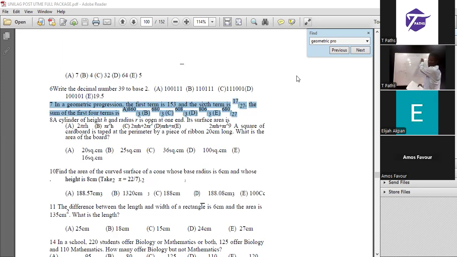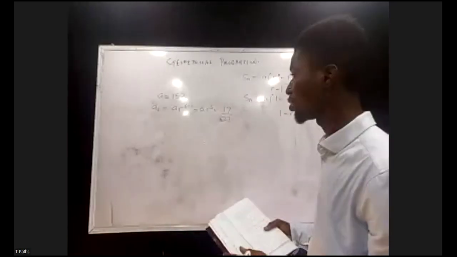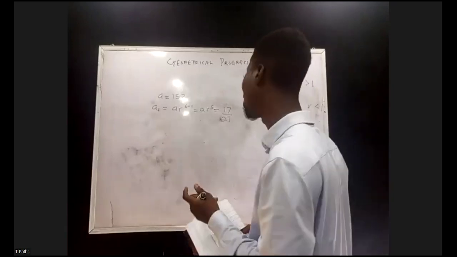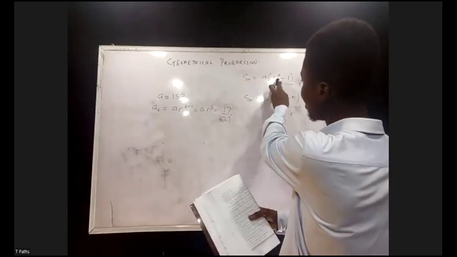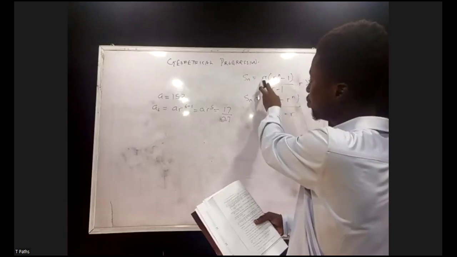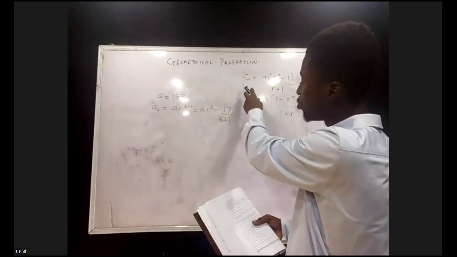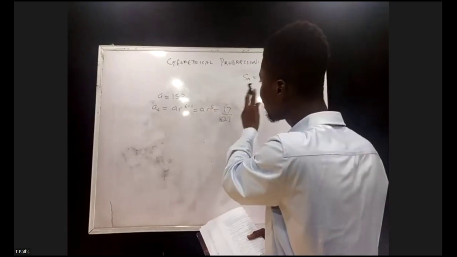That tells us we are using either one of these two formulas for the sum of the first 4 terms. Now, how can we get the sum of the first 4 terms? We need to get our R, because for us to apply this formula, we need to know the value of R. We already know our A to be 153. And we know the N to be 4, since we are asked for the first 4 terms.